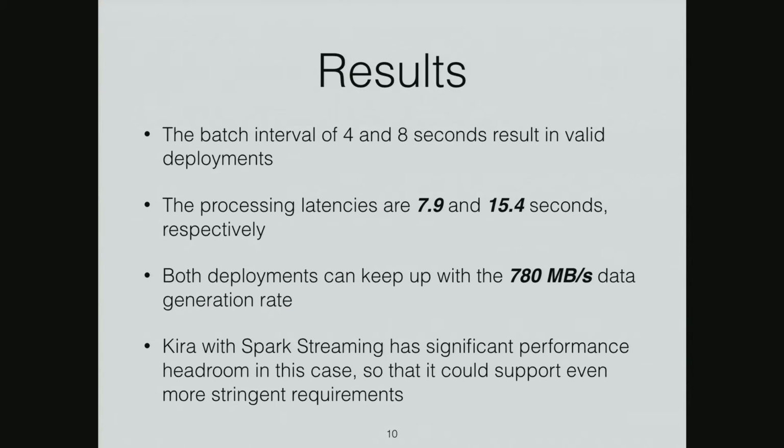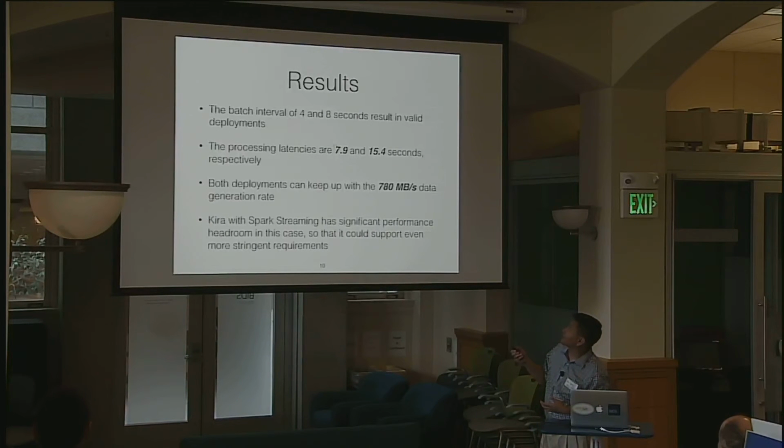Given Spark's internal overhead, we find that batch intervals of 4 and 8 seconds result in valid deployments, and longer batch intervals are also valid. The observed latency is about 8 seconds and 16 seconds respectively. Both deployments can keep up with a 780 megabytes per second data generation rate. If you remember, the requirement for throughput was about 330, so we have a lot of headroom for additional processing. And of course, these two latency numbers are within the 60-second latency requirement.